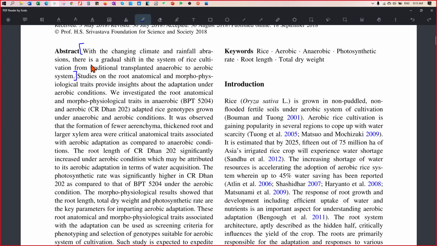Okay, and therefore you will see that this is written in present tense. Yes, you can use present tense in an abstract, not past tense all the time, if you are talking about a general statement, something habitual. Just like this statement here. And then it says, studies on the root anatomical and morphophysiological traits provide insights about the adaptation under aerobic condition. Again, this is present tense. I'll just use this as an abbreviation.